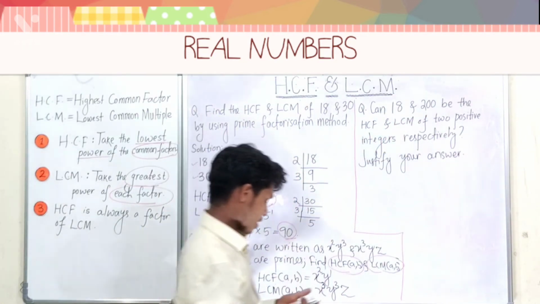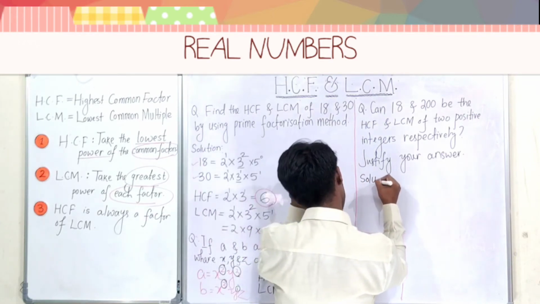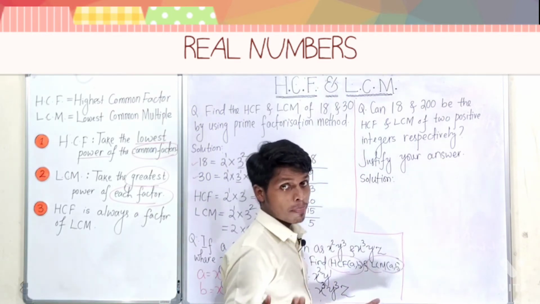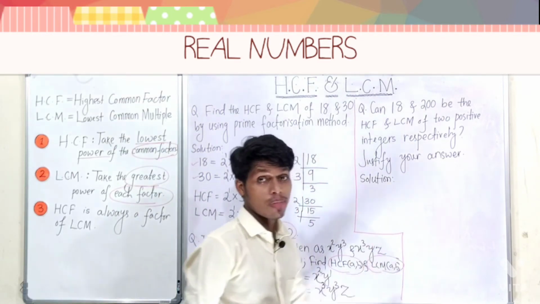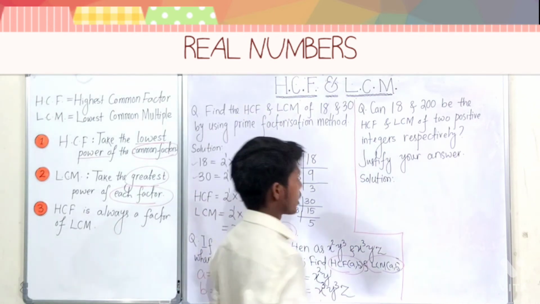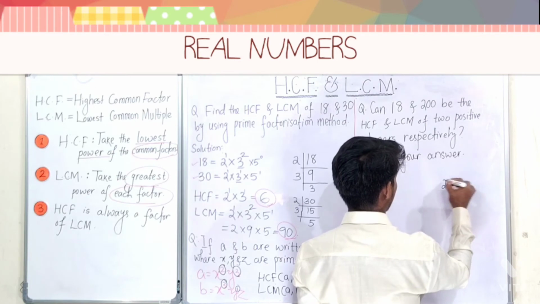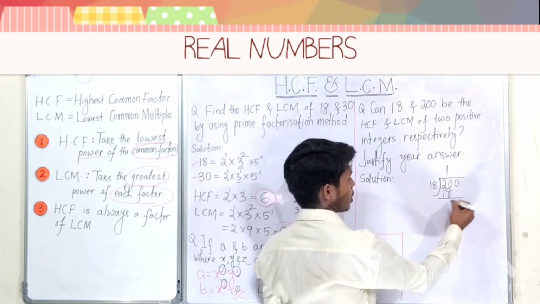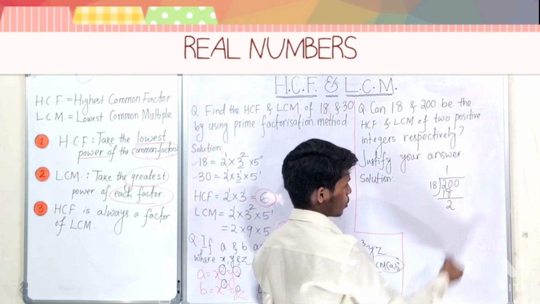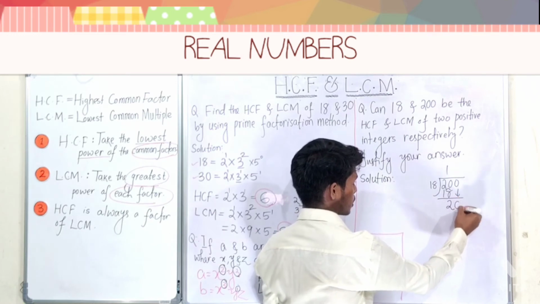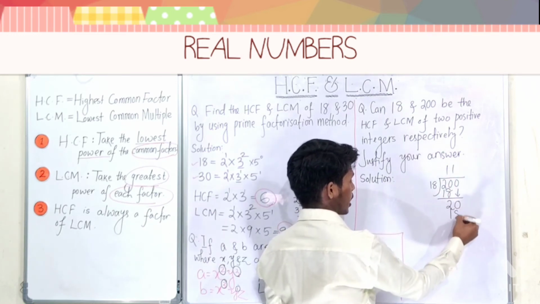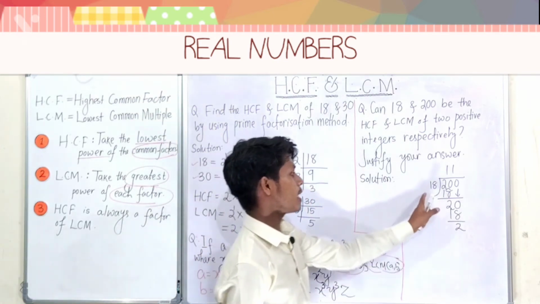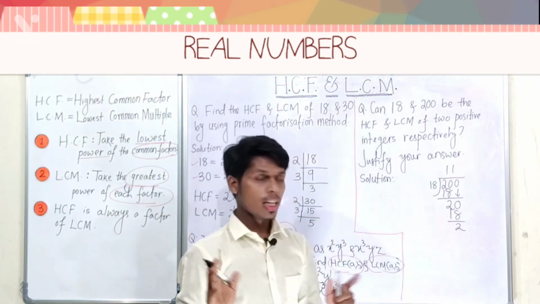Okay, so let's solve it. So how to check whether 18 is a factor of 200 or not? Simply we can divide 200 by 18. If there is no remainder, means 18 is a factor of 200. So let's divide 200 by 18. So first 18 ones are 18. If we subtract 18 from 20, we will get 2 and we will step down this 0. Now 18 ones are 18. Again we got 2 as the remainder. So it is clearly seen that 18 is not a factor of 200 as 2 is a remainder here.